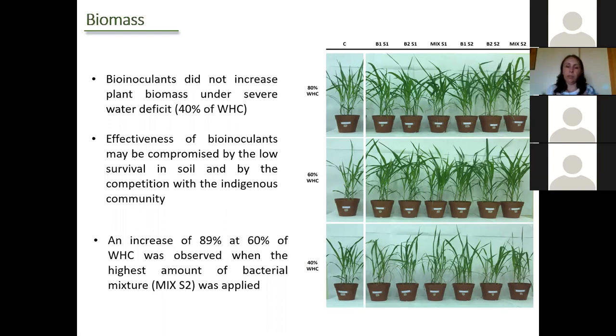Another important result was, despite the inoculum size having only marginal effects on biomass, we can say that the huge increase in biomass production was obtained at moderate water deficit when we applied the highest amount of the bacterial mixture. So this is an important result.